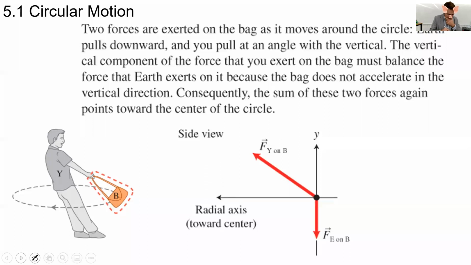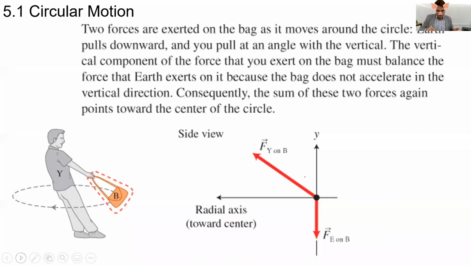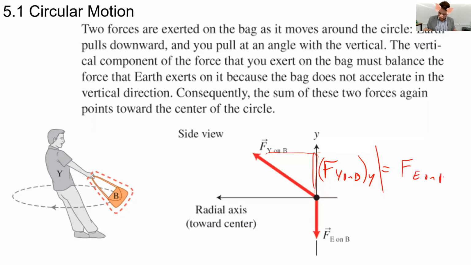Consequently, the sum of these two forces points towards the radial center of the circle, which is the same as what happened with these: the two vertical forces canceled and all the force was towards the center of the circle. In this case, the y component of the force of you on the bag, F_y on bag, is equal in magnitude to the force of the earth on the bag. They cancel out, and the only thing left, the net force, is towards the center.